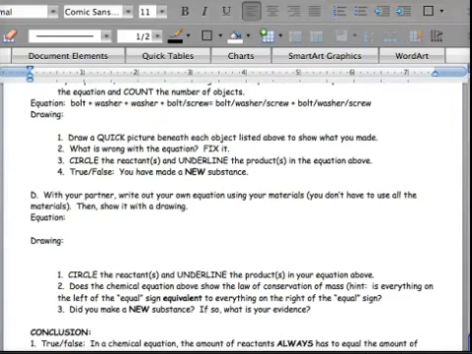Part D, you're going to do on your own. You're going to create your own, and then draw whatever you create on your own right in this big open space. So back to part C, here are the things.